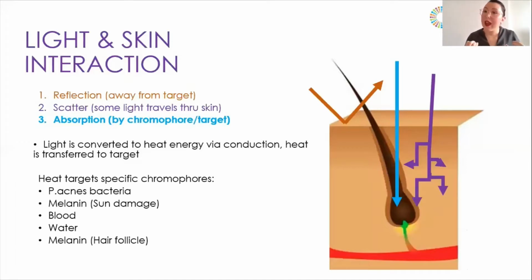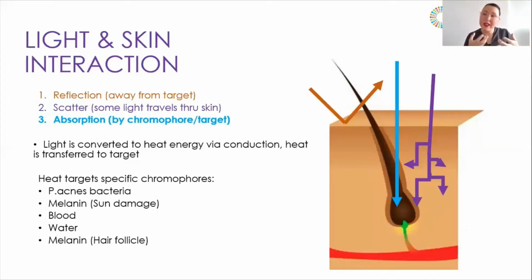Last but not least, we have absorption. Now, absorption is what we aim for when we do treatments. It is the most important because if our target is not absorbing that light energy, it means our treatment will not work. So when we're looking at something like hair removal, we need that hair to absorb the majority of that light. And this is what's going to create that heat energy that is going to destroy that hair for us. Think almost like plants and photosynthesis.